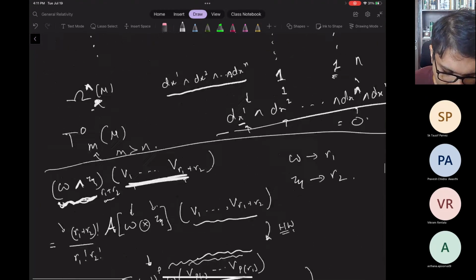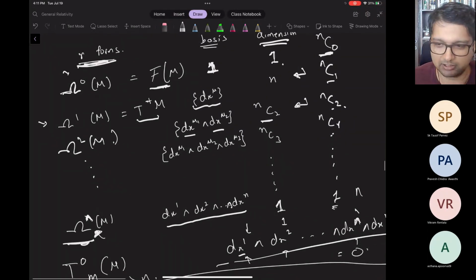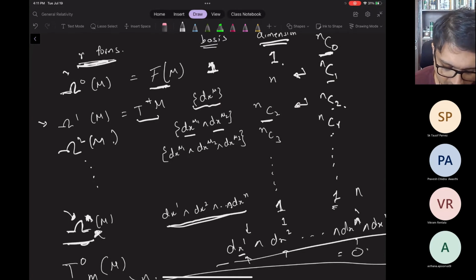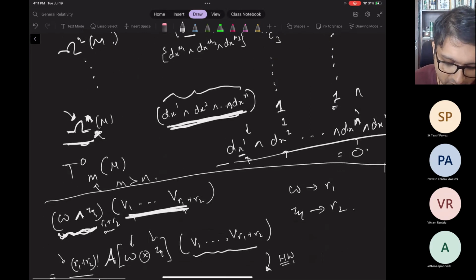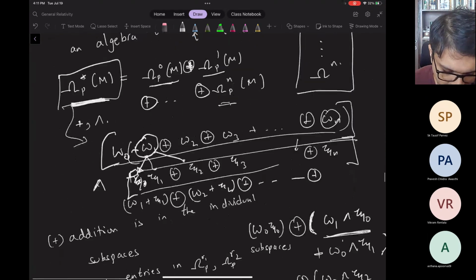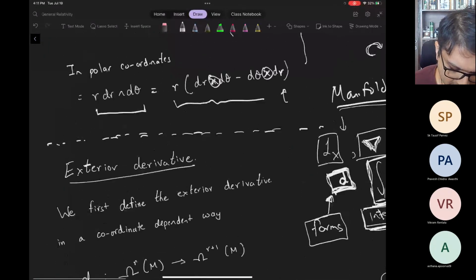Then we did some counting of the number of R-forms. For 0-forms, there's nC0 and so on. Beyond n, where the dimension of the manifold is n, the maximum size of R-forms that you can have is ω_n, where R is equal to n. There's only one basis vector associated with this n-form, because this is the fully anti-symmetric dx1 wedge dx2 ... wedge dxn. There's only a unique choice of these indices which gives you this n-form. We looked at some more properties of the wedge product.